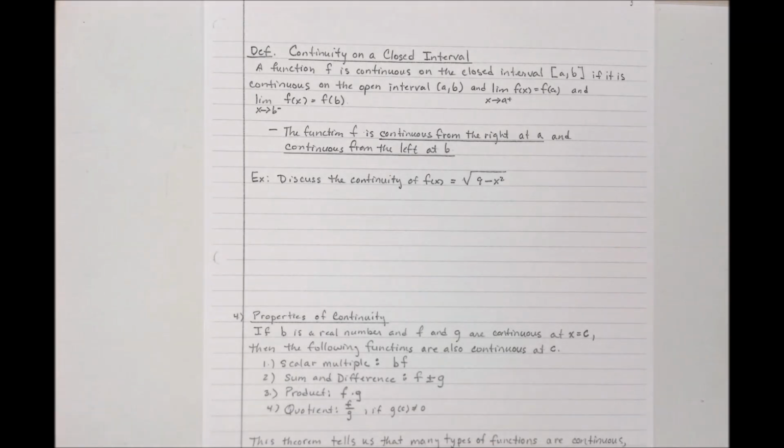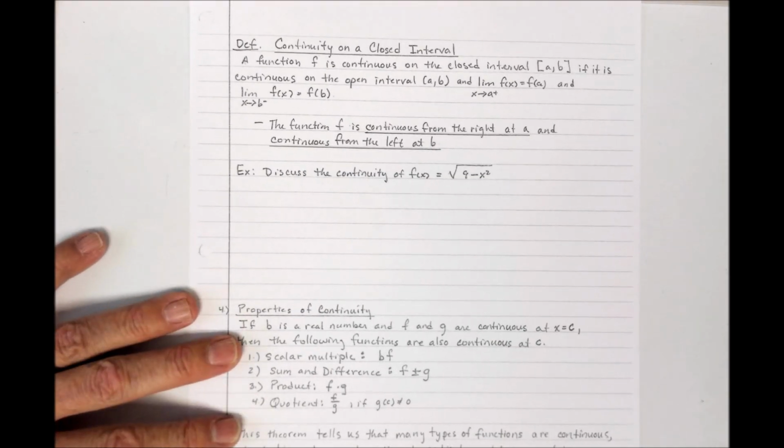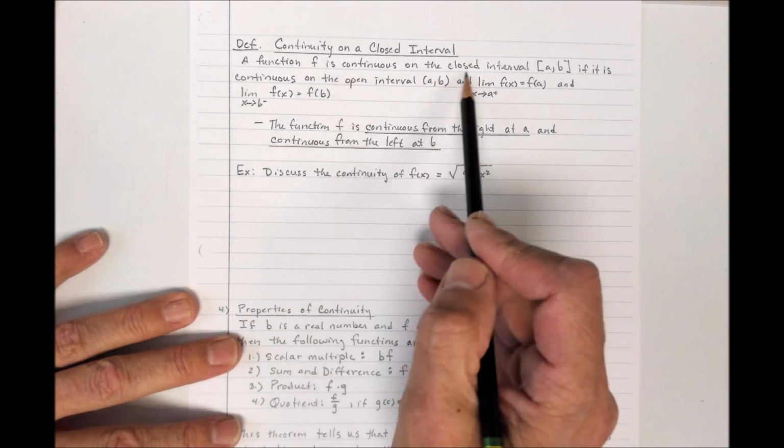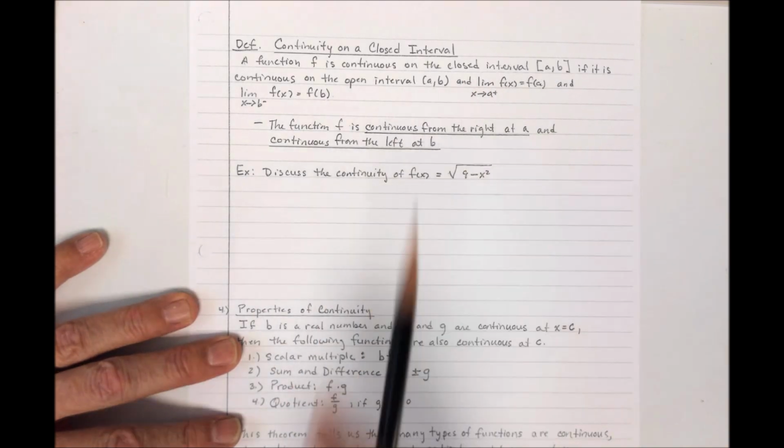Okay, now we've looked at continuity at a point. We looked at continuity on an open interval. Now we have to look at continuity on the closed interval, now that we have officially talked about right-handed and left-handed limits. A function f is continuous on the closed interval [a, b] if it is continuous on the open interval (a, b).